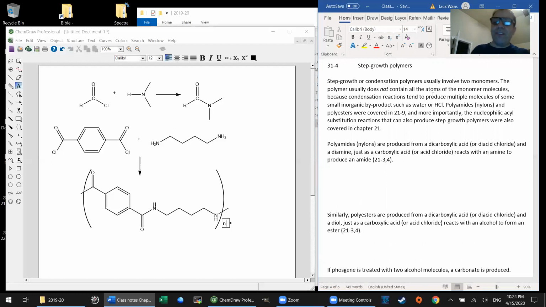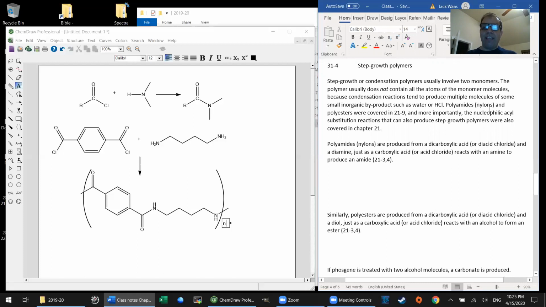And these usually involve two monomers. And like I said, most of the time, maybe not always, but most of the time, the resulting polymer does not contain all of the atoms of the original monomer molecules. I think I pointed this out in a previous lecture just to let you know that it was coming. But the idea behind all of them is the same. We're going to cover what? Polyamides, which are also called nylons. We'll do polyesters.